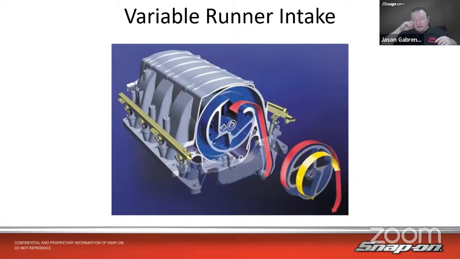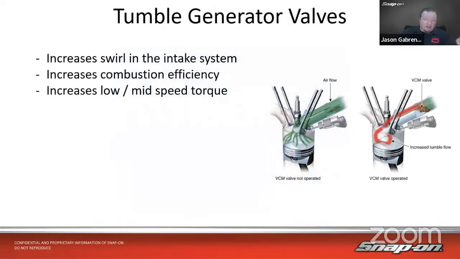So it's a pretty tall intake manifold to have all this in there, but it is continually variable. As far as I know, it's really the only one that uses that continually variable intake. So that's out there. And there's some actuators that are used on it, position sensors and so on, much like just about anything else. Then we have tumble generator valves.